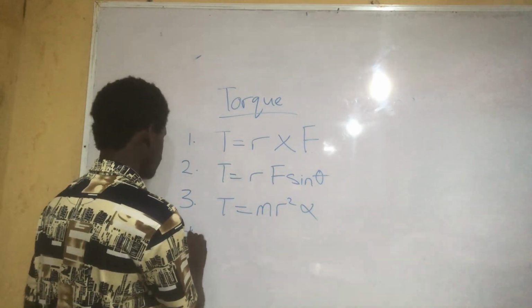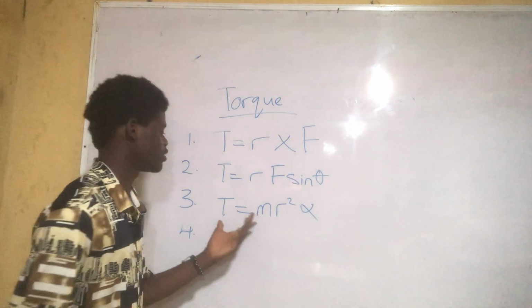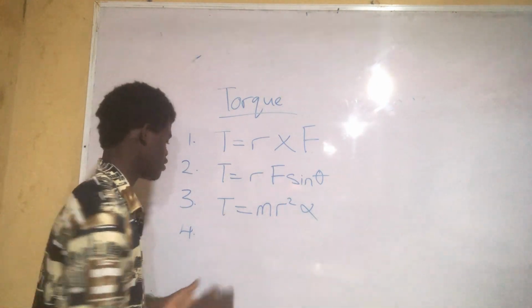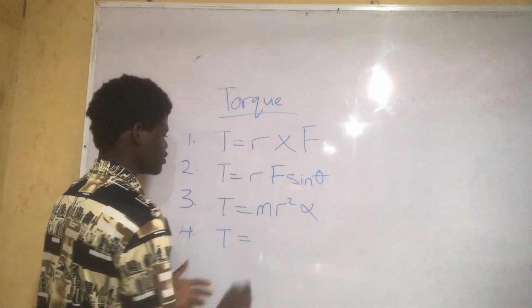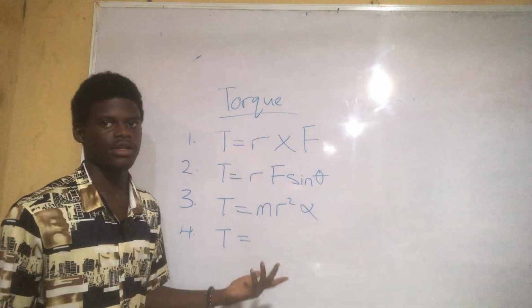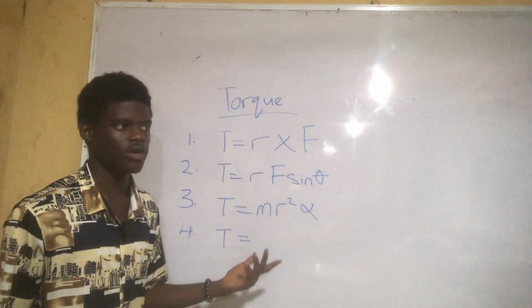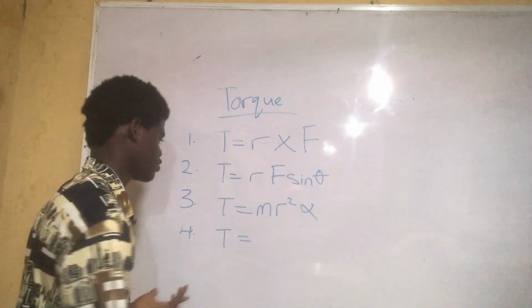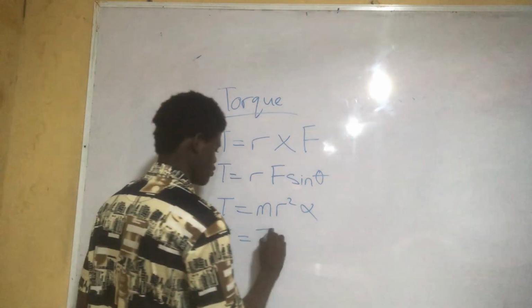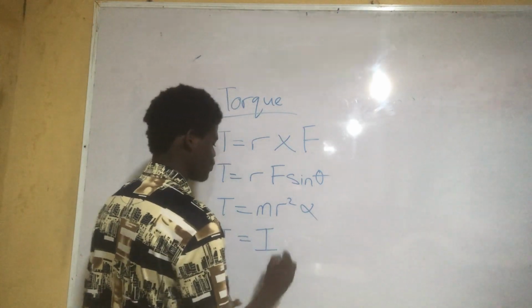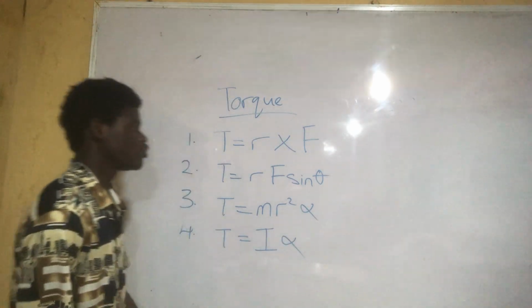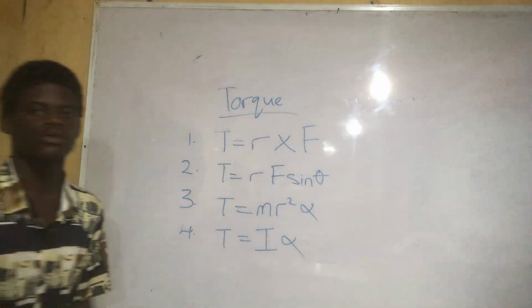Now, from this formula, we know that torque is m r square alpha. Then we can also say m r square is already giving you the formula for moment of inertia. You can see it's m r square. That's the same as the moment of inertia, I. So torque is I alpha. So these are the four formulas you need to know about torque.